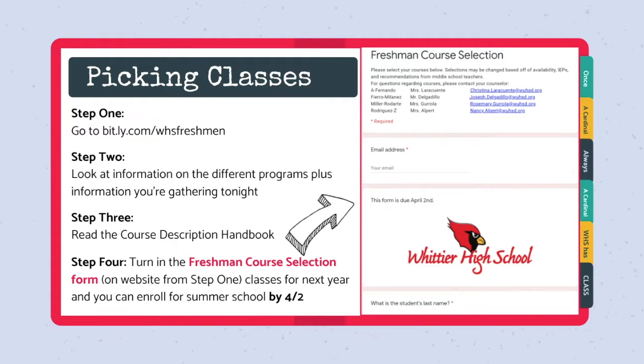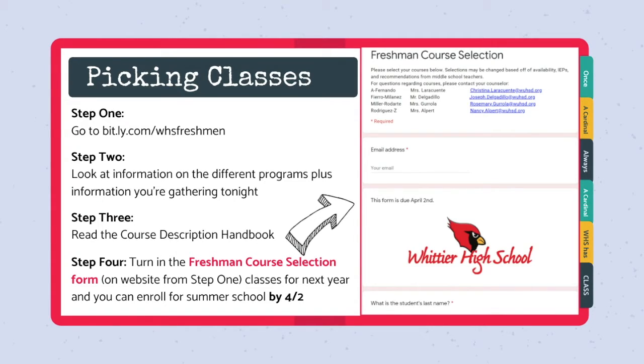They'll be able to select their electives. Step two, you look at the information on different programs plus the information you've gathered tonight. This will help you make an informed decision on what your schedule will look like. So visit the Whittier High School guidance webpage. You'll find information there when you click on the future freshman families, information about, again, the programs, the electives, the clubs, the sports, etc. Then step three, read the course description handbook. It lists all the classes that we offer here at Whittier High School. It also indicates if there's prerequisites for certain classes.